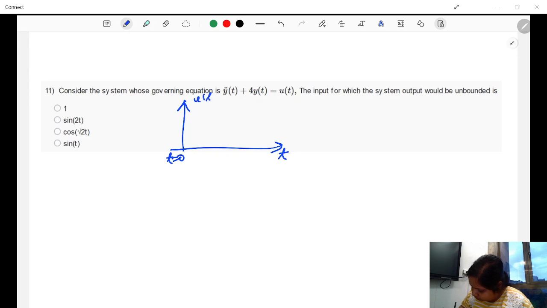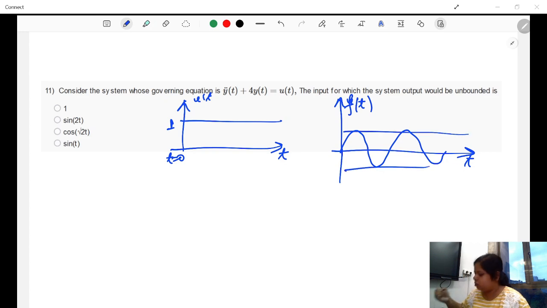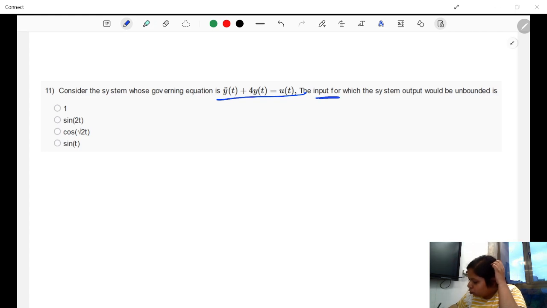Here is t equal to 0, and this is the axis. The unit step is always 1 throughout the time. Sine is bounded because this is always oscillating but it is in between 1 and -1. So this is always bounded. So for all bounded inputs you should have bounded outputs. That is BIBO stability. Now, in this case, what we want to check is, if this is the system, what is the input for which the system output would be unbounded?